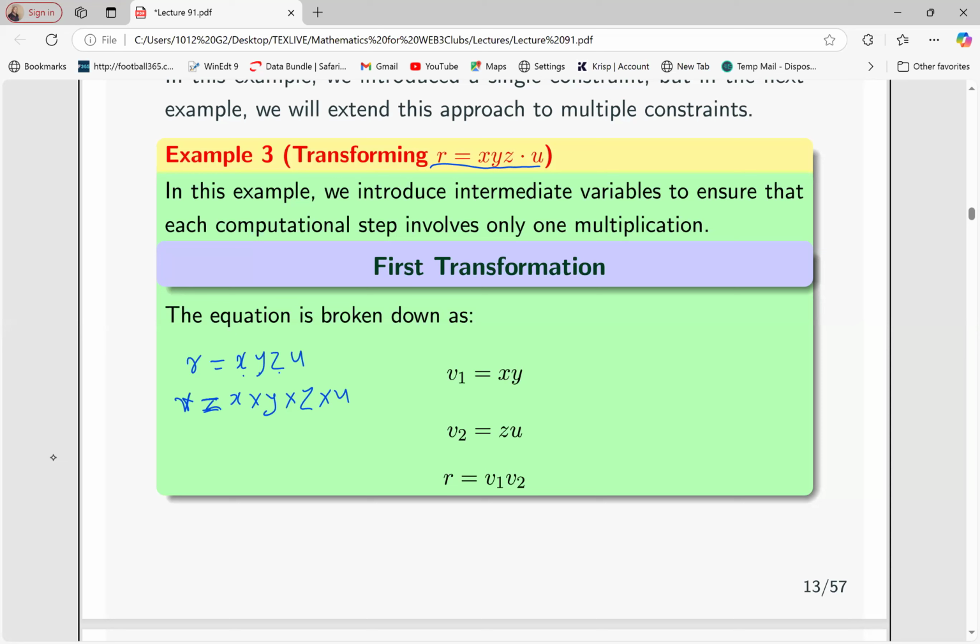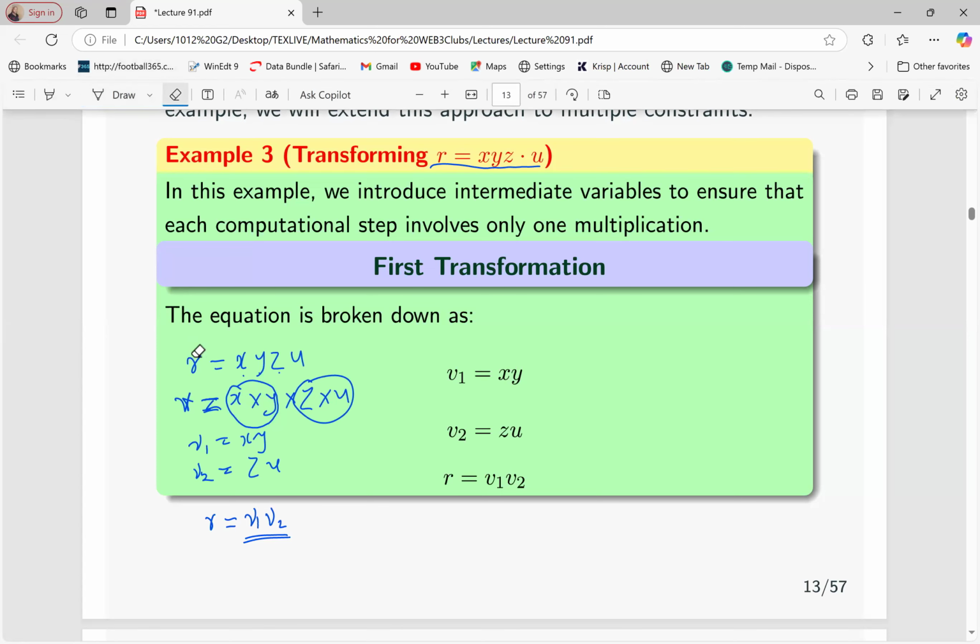So one way is maybe to call this one V1, call V1 as XY. Then once you have V1, you can call this one V2. You can call V2 to be Z times U, so that we now say that R is V1 times V2. So now we have only one multiplication. So this is one way. Let me just write it again properly.